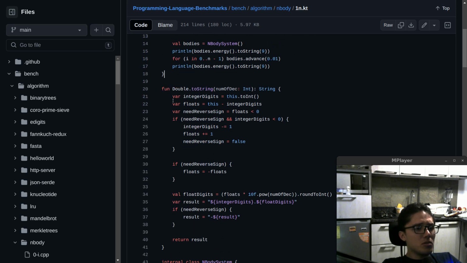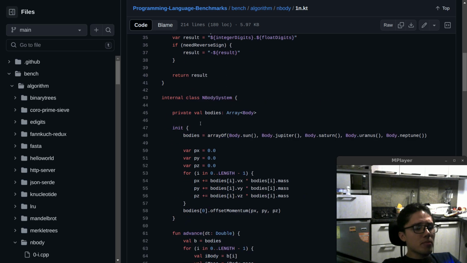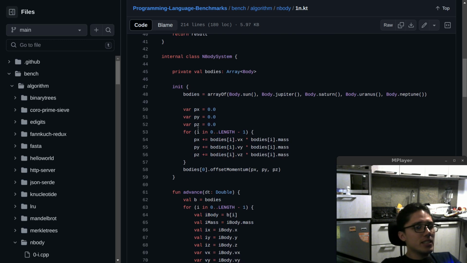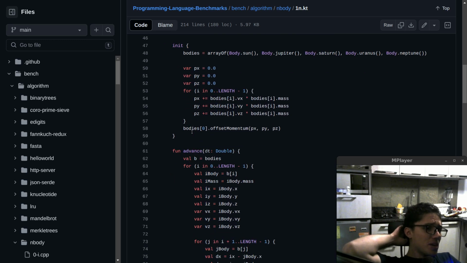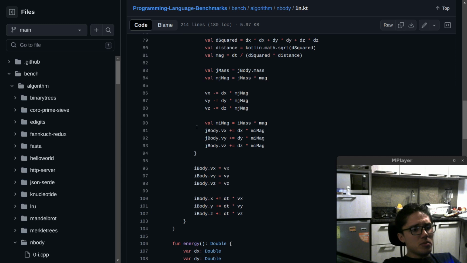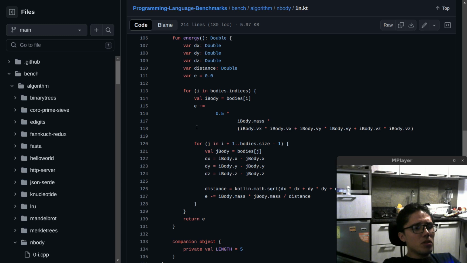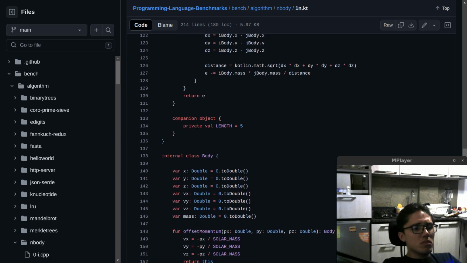Very, very familiar. You use var when you want mutable, and val when you have immutable, like kind of a const, I guess. Then you have an n-body system, which is a class. You have an init. This is easier to write, in my opinion, right? Easier to read and to write, probably. Energy, double. Not bad.